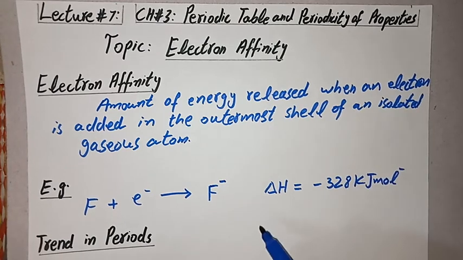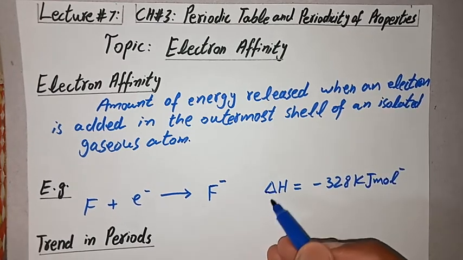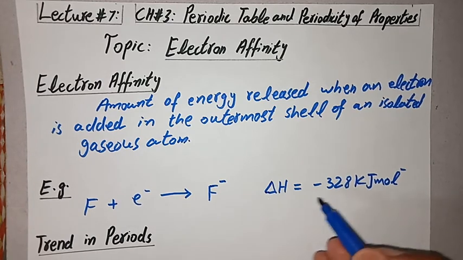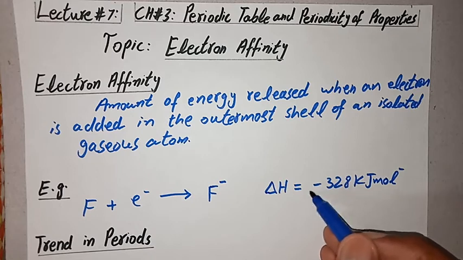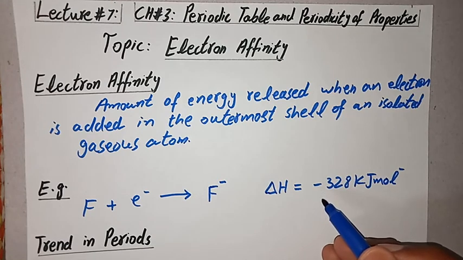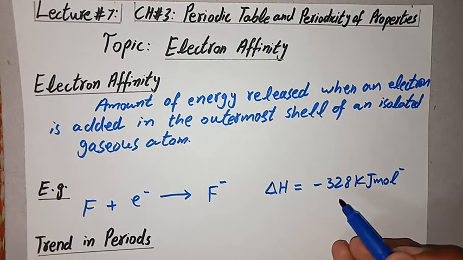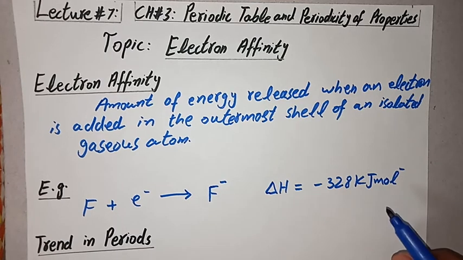In ionization energy, energy was required, and here energy is released. When energy is required, we take a positive sign, and when energy is released, we take a negative sign. The unit of both electron affinity and ionization energy is kilojoule per mole.